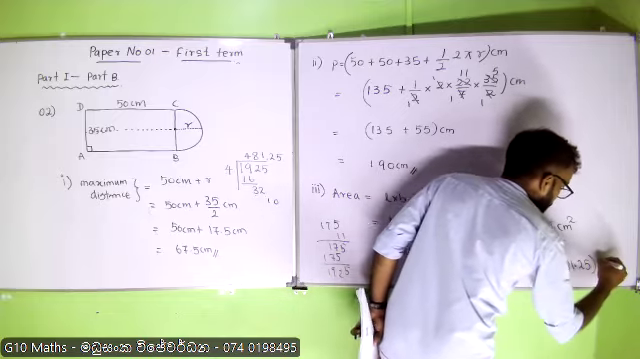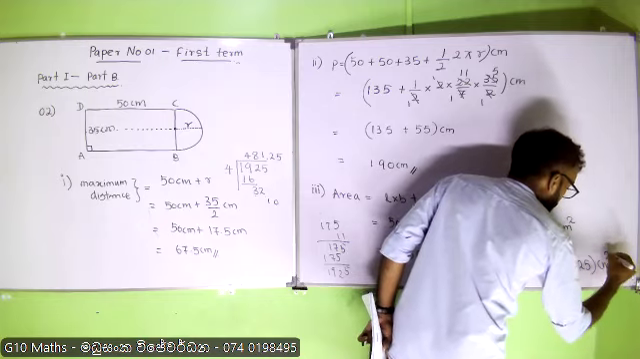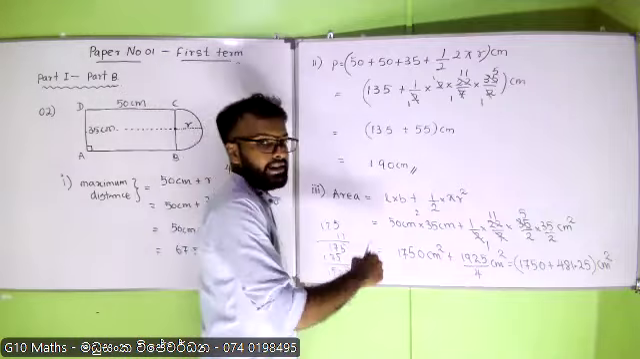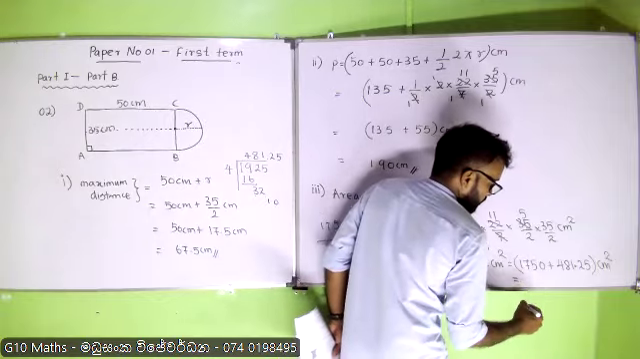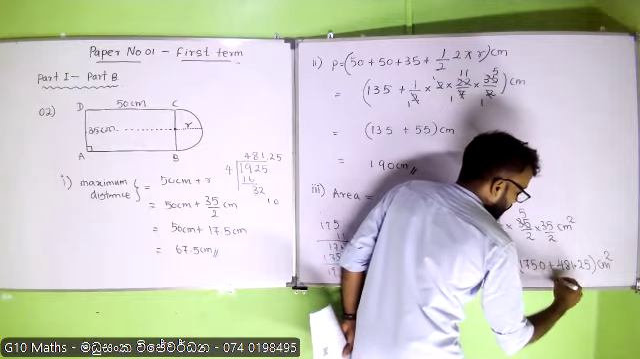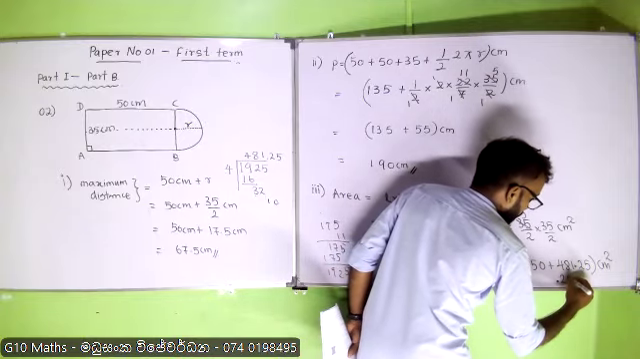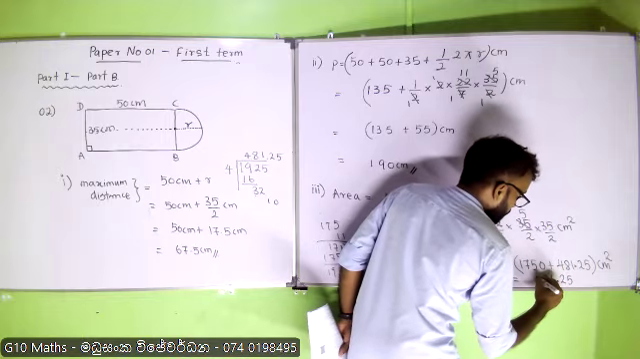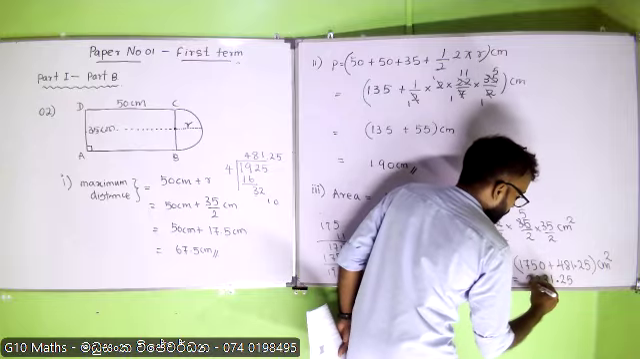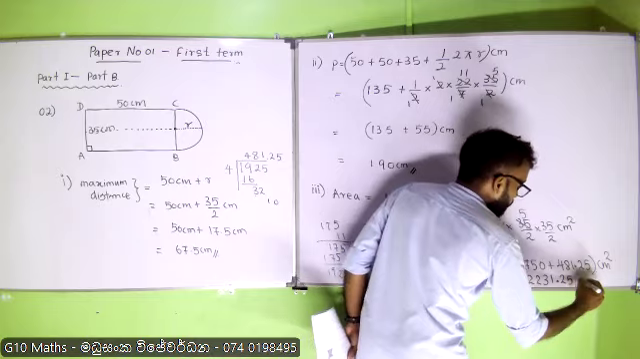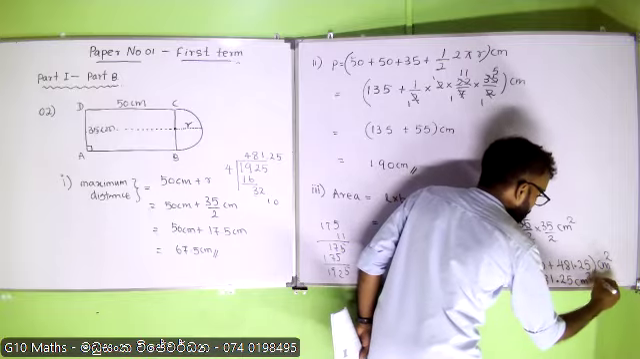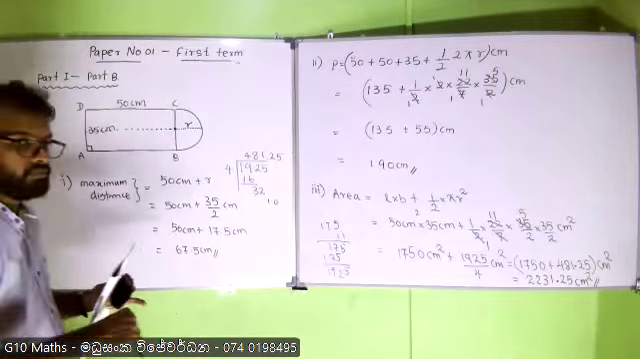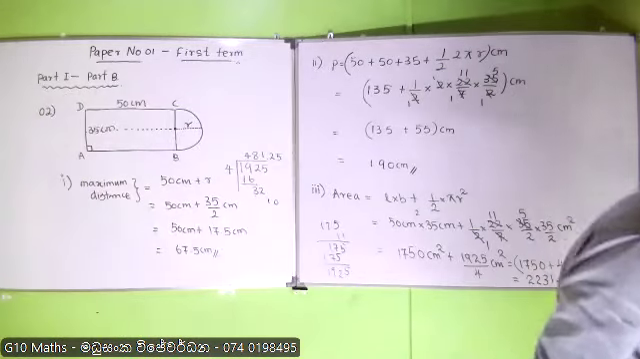Square centimeter is common for both, so I will put it outside the bracket. Get the summation of these two and add it. You have to put the final answer: 2231.25 square centimeters. This should be your answer for the third one. Correct?